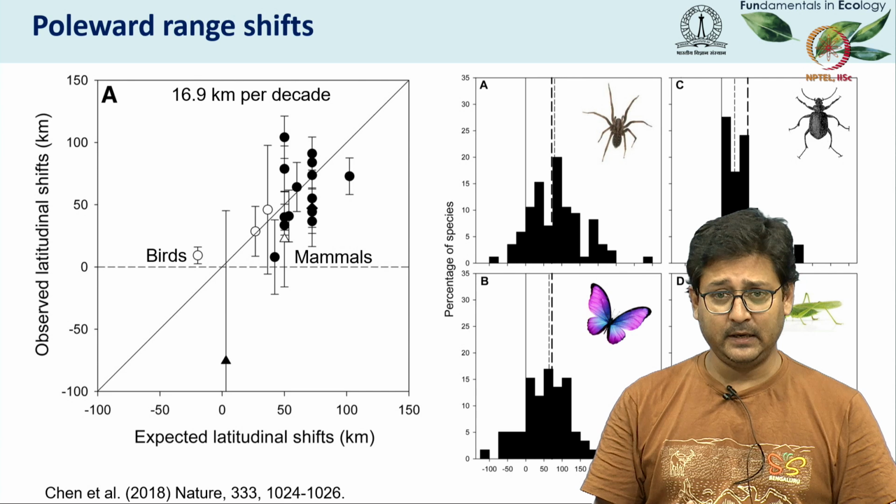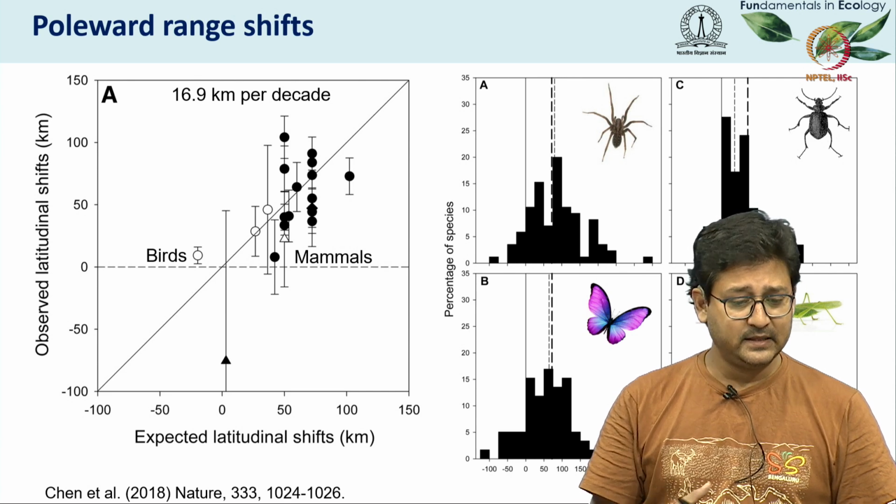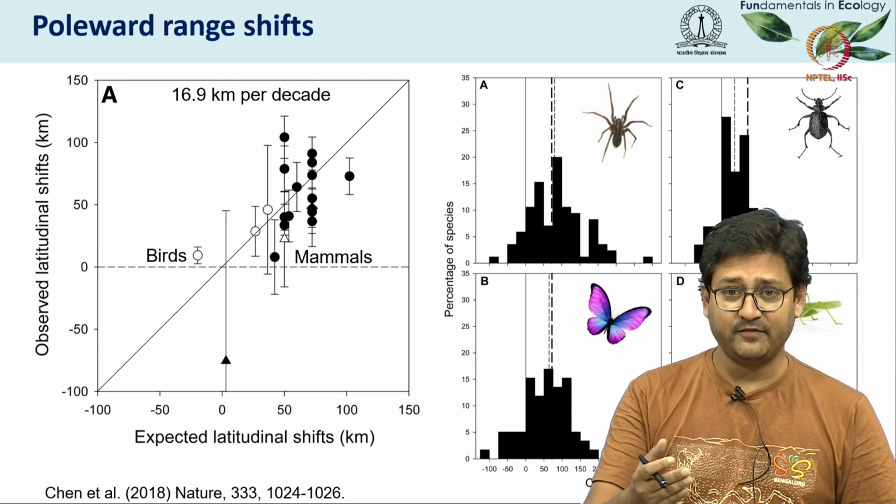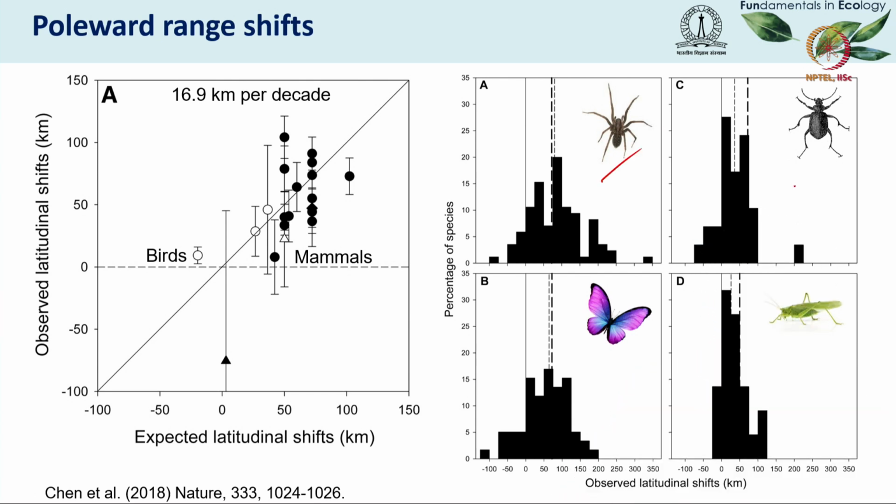Poleward range shifts are also happening in terrestrial systems. This is a meta-analysis by Chen and colleagues showing that for species like, if you look on the right over here, spiders and beetles and butterflies and grasshoppers, if you look across species, the observed latitudinal range shifts in kilometers are generally not zero, but actually distributed higher than zero, and tend to be away from the equator towards the poles. So this is happening for terrestrial species as well.